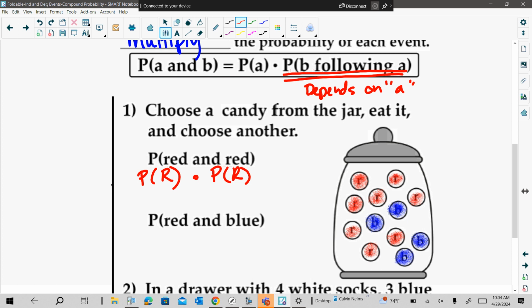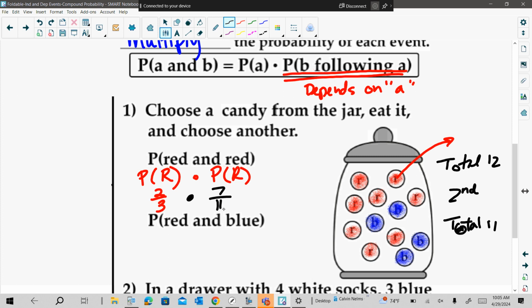All right, so what's the probability of red? We did this one already. 2/3. Now, remember, if I take a red out, the probability of each event is changing because our total is not the same. We're starting with a total of 12, but for the second event, once I take it out, our total is now 11. But how many reds do we have remaining? 7. Yeah, out of the 11. So now we're just multiplying across. Top times top, 2 times 7 is 14. 3 times 11 is 33. So you're going to have to subtract on dependent events.